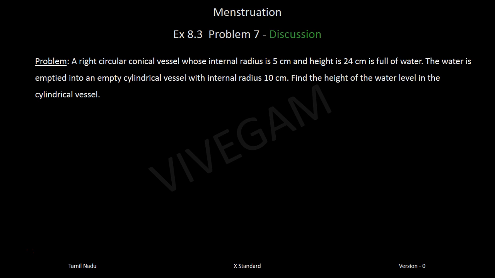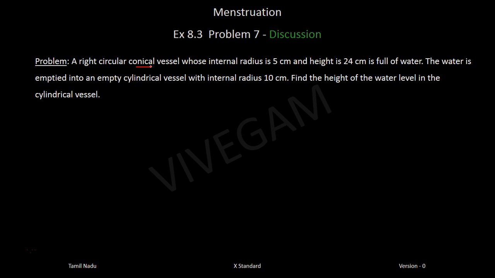Let's read the problem. A right circular conical vessel whose internal radius is 5 cm and height is 24 cm is full of water. The water is emptied into an empty cylindrical vessel with internal radius 10 cm. Find the height of the water level in the cylindrical vessel. Okay, that's an interesting problem. Let's mark what is given here.